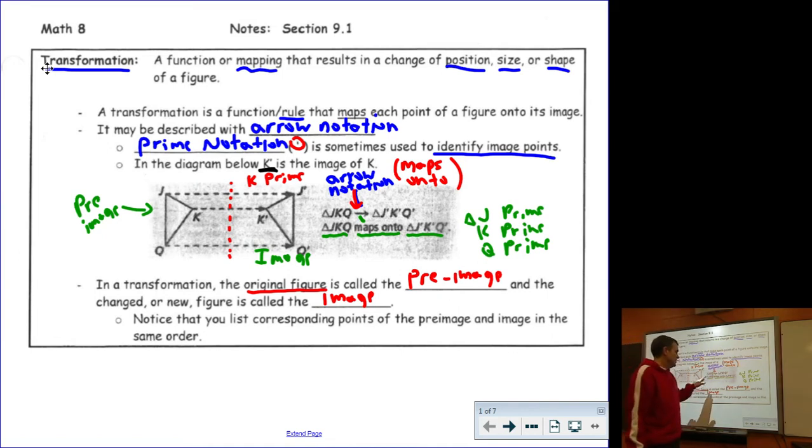One more thing. Notice that the letters in this name, JKQ, come in the same order as the letters in this name, J prime, K prime, Q prime. Corresponding letters need to come in the same order. I'll talk more about that in a second.